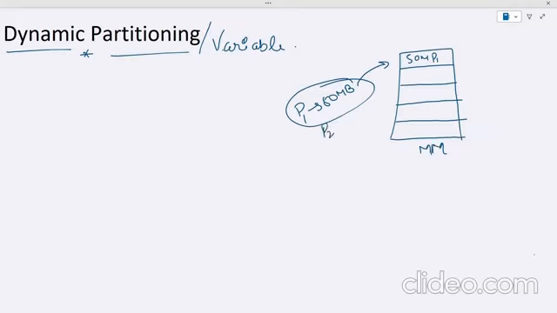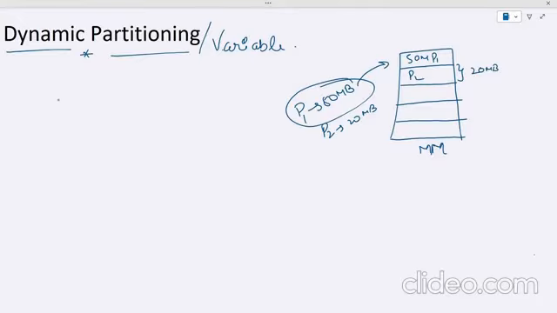And let's say that P2 needs 20 MB of space. So what main memory does is allocate a 20 MB block to the P2 process. Okay, that's why it's called dynamic partitioning or variable partitioning.